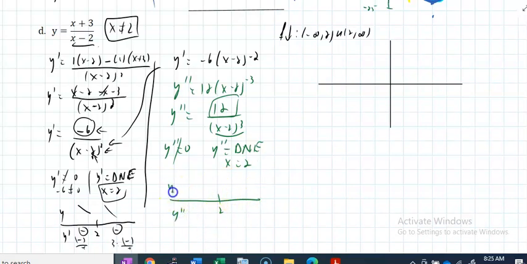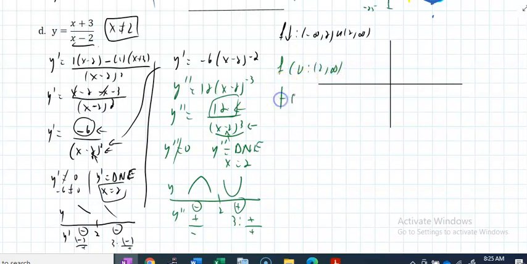If I pick a point to the left of 2, say 0, plug it in. The top is positive. The denominator, negative 2 cubed, is negative. If I pick a point to the right, let's say 3, top is 12, that's always positive. Denominator, 3 minus 2 is positive. So we have f is concaving up from 2 to infinity. F is concaving down from negative infinity to 2.